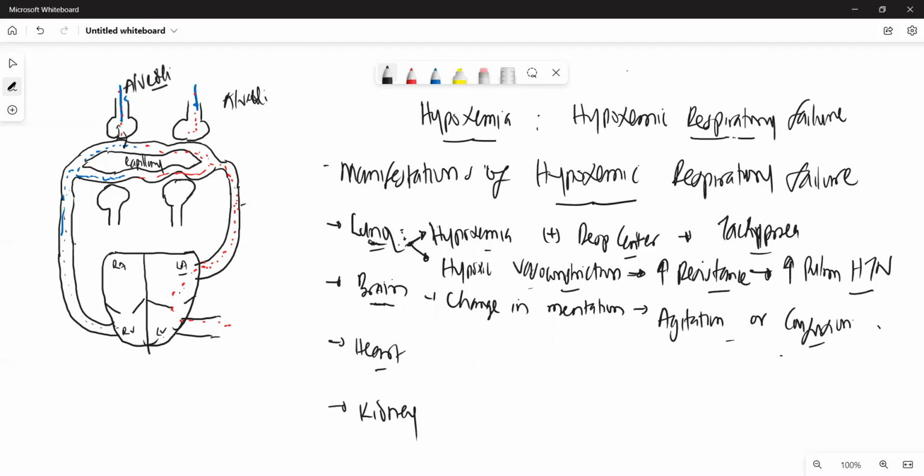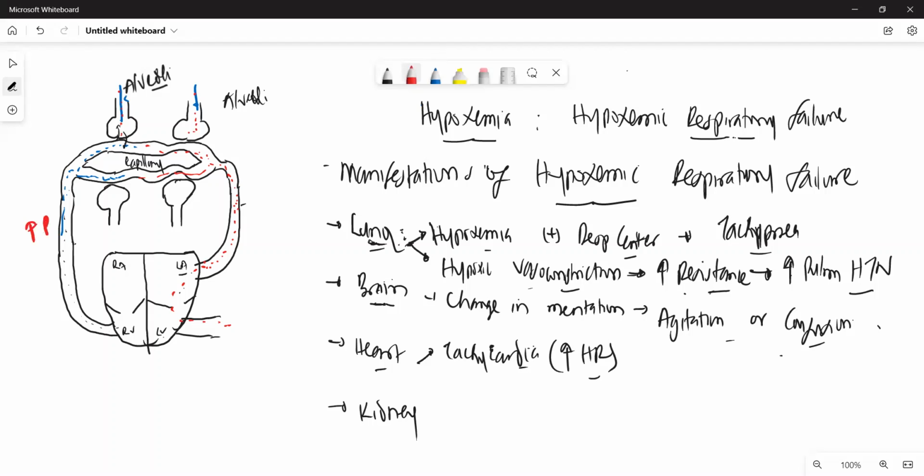So let's move on to the heart. In the cardiac system, hypoxia can manifest in different ways. Number one is the patient can become tachycardic. They can have tachycardia, and what tachycardia means is an increase in heart rate, right? And how does it occur? Like we just mentioned, if there is hypoxic vasoconstriction and there's increased resistance in the lungs, that means the patient can develop pulmonary hypertension. So the pressure in this area is going to increase, right?